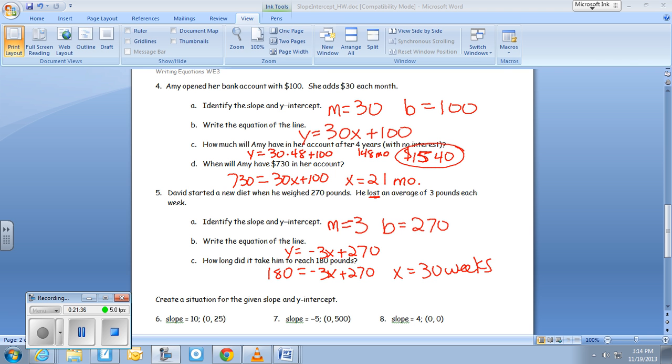On number 5, identify the slope as negative 3 pounds because he's losing pounds. So negative 3 for the slope, and 270 is where he starts the diet. So that's your y-intercept. So the equation of the line is y equals negative 3x plus 270. How long did it take him to reach 180 pounds? So 180 would be our y, and we just solve for x, and we find out that's going to be 30 weeks. So good job. That's almost 100 pounds.